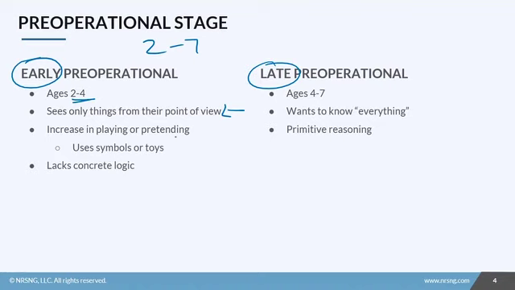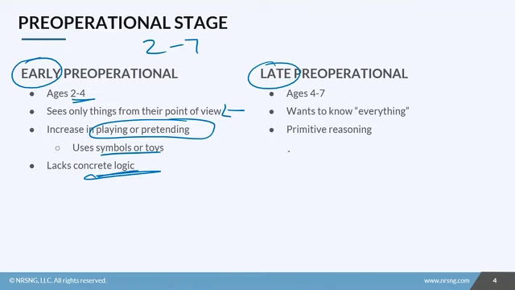And you'll see this increase in playing and pretending, and they'll use symbols or toys to represent other things. This is kind of the stage where their imagination begins to go wild, and they really spend a lot of time playing. They also lack concrete logic in this phase.